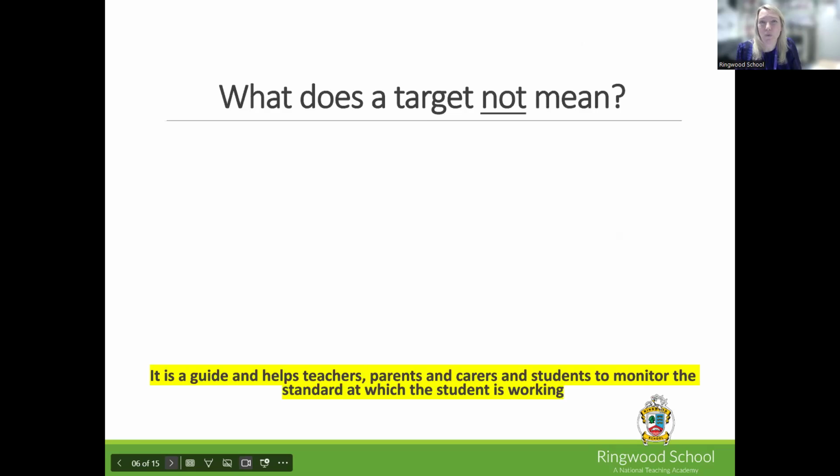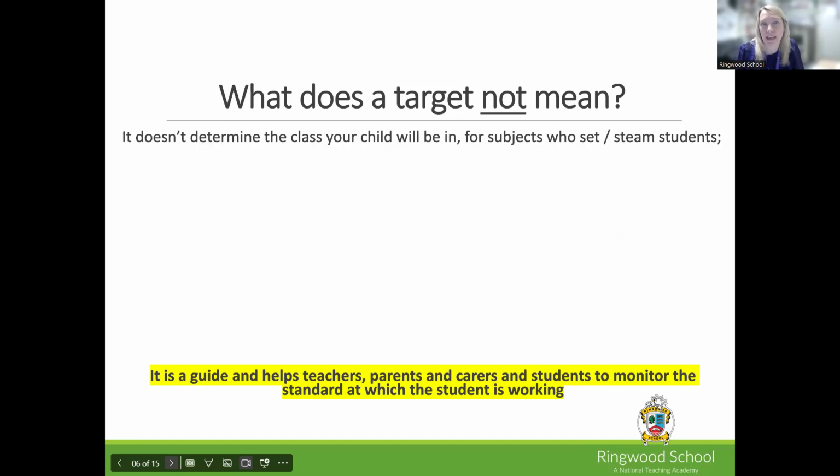And fundamentally, I've split this up: what does target not mean? But the first thing I'm going to say is, what does it mean? It is just a guide. It's something that helps us as teachers, helps you as parents and carers, and helps your children to monitor the standard at which they're working against a target. So it just gives us a bit of a benchmark of whether what they're actually getting is in line with our expectations, or whether they should perhaps be getting above that, or whether they're getting below that for a particular reason.